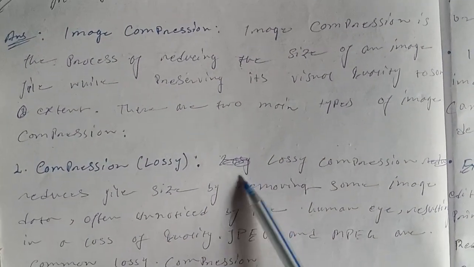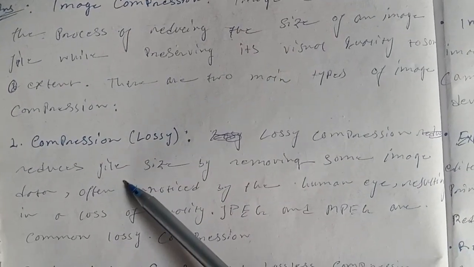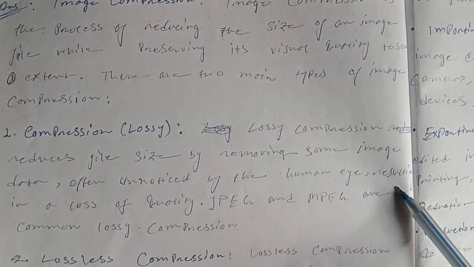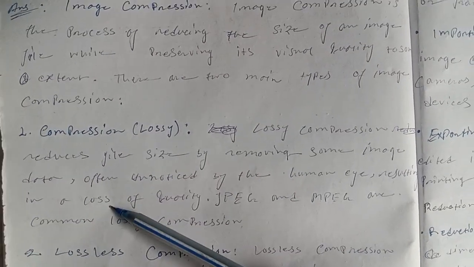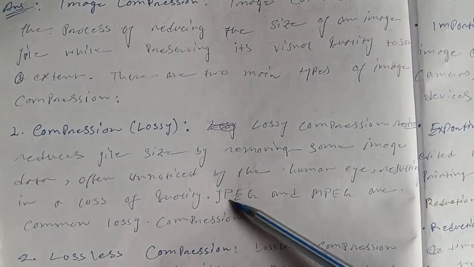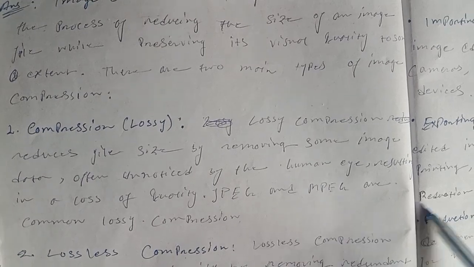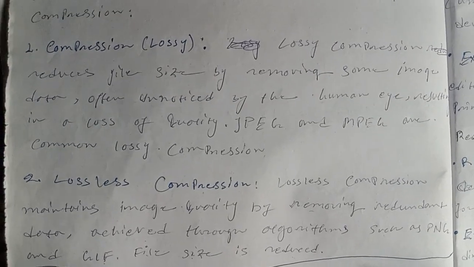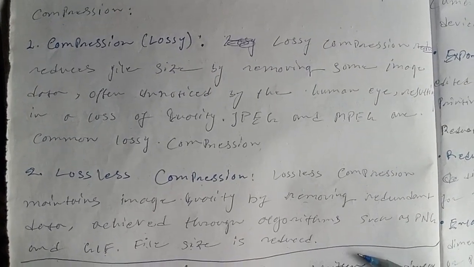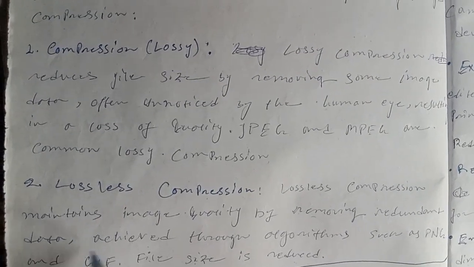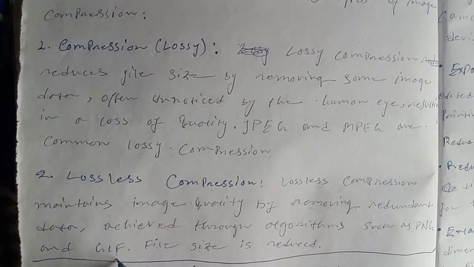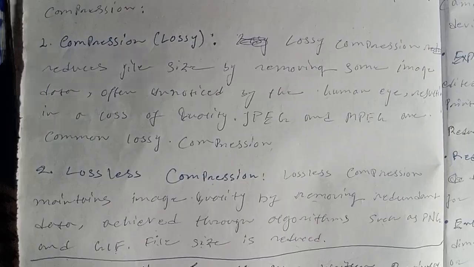So let's see what is lossy compression. Lossy compression reduces file size by removing some image data often unnoticed by the human eye, resulting in a loss of quality. JPEG and MPEG are common lossy compressions. The next one is lossless compression. Lossless compression maintains image quality by removing redundant data, achieved through formats and algorithms such as PNG and GIF. File size is reduced.